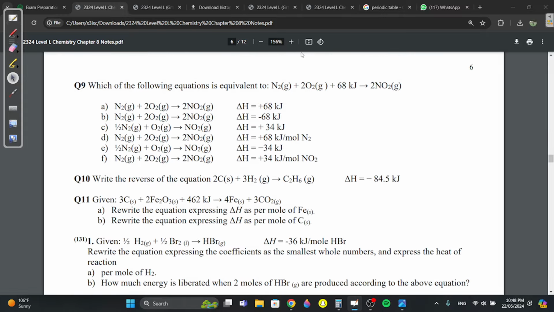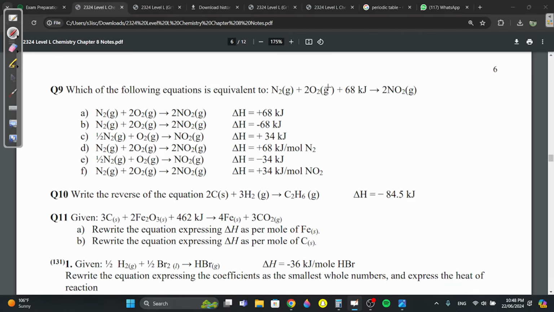Question 9. Which of the following equations is equivalent to N2 plus 2O2? The delta H in this case is plus 68. So we're going to want to look at the ones that have plus 68. So this, obviously not this, obviously not this, obviously not this, obviously not this, and this one will be correct also, because per mole N2.